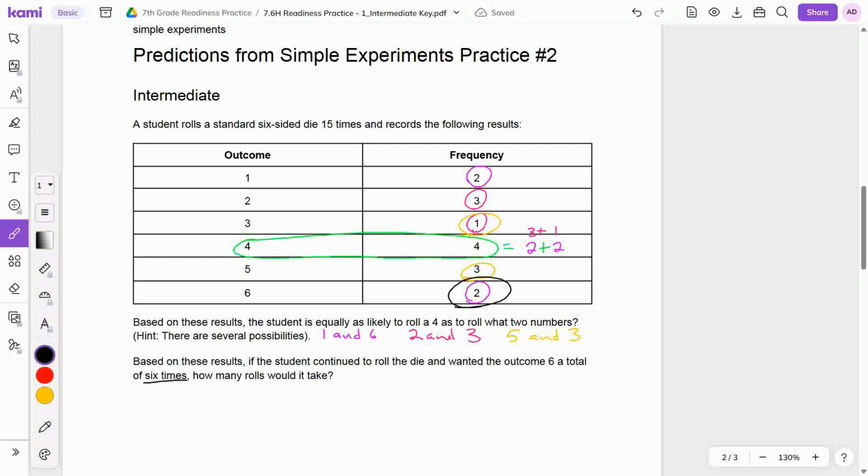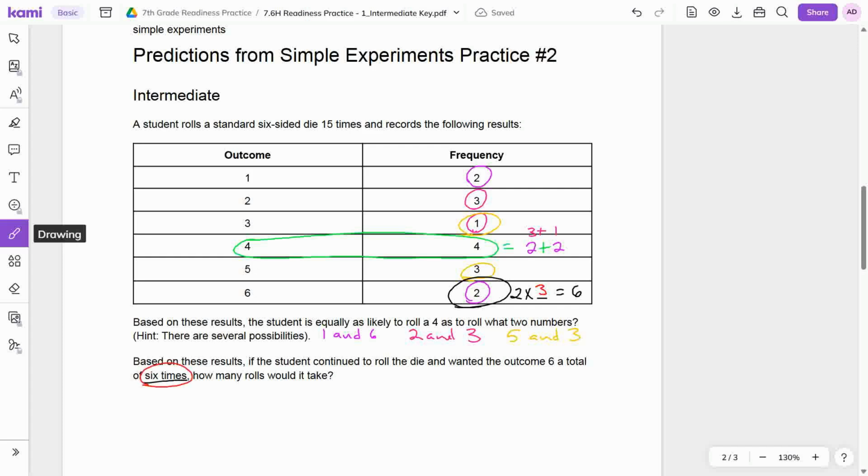Well, I could think of multiplication, right? So 2 times what equals 6? Well, my missing number here is 3. So if I were to get the same results for 6 a total of 3 times, I would then get up to my 6 times that I'm looking for.